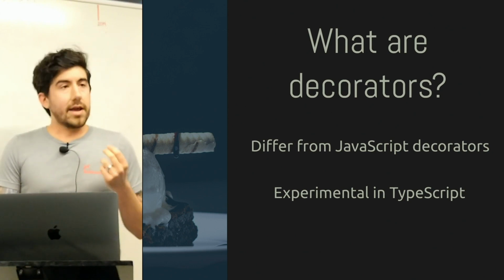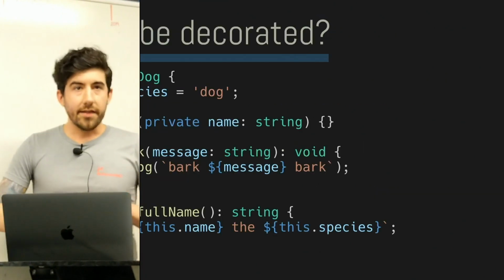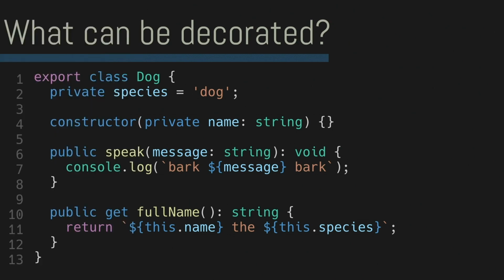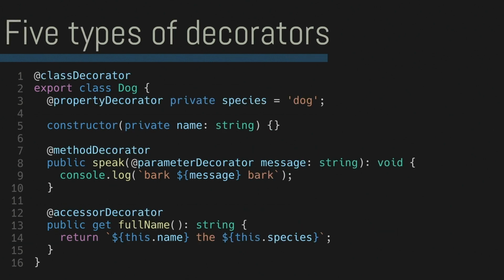So let's talk about what type of code can be decorated. Now this is a very basic class with no decorators in it. It's as simple as it can be, a basic dog class. You have a private property, you have a constructor, you have a public method, speak, that takes a parameter message. You have a public getter, full name. So let's look at where these pieces of code can be decorated. We'll put some mock decorators in there.